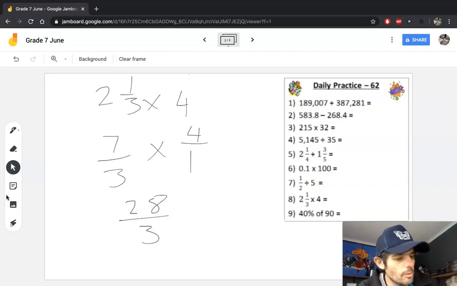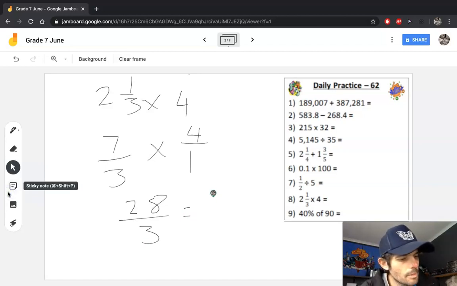And if you're required to turn that into a mixed number, how many times is 3 going into 28? And that's 9 times. 3 times 9 is 27, and that leaves you with 1 over 3.